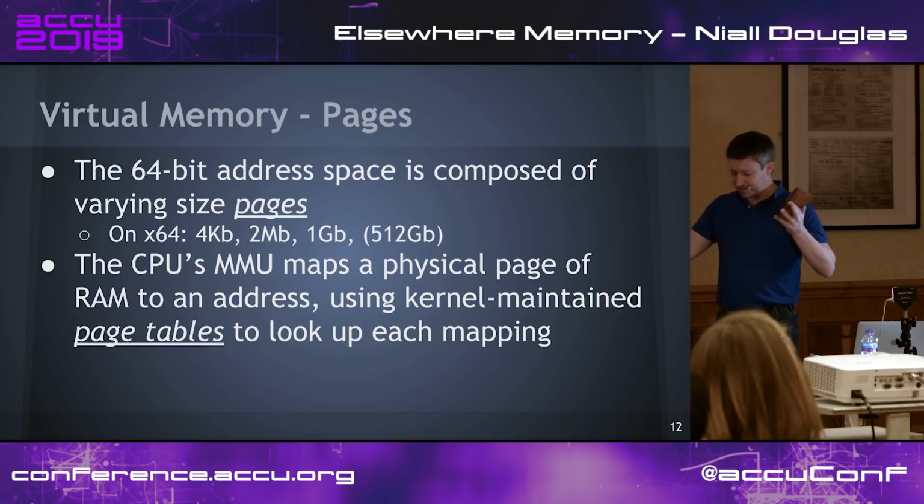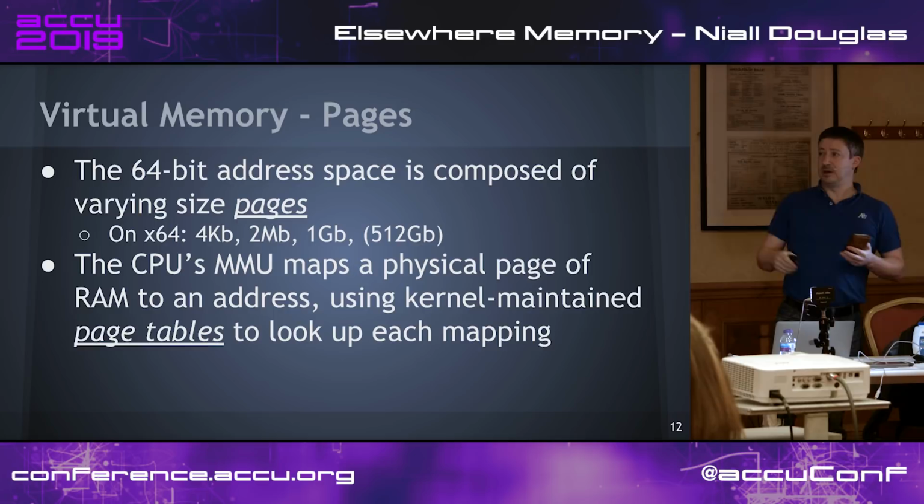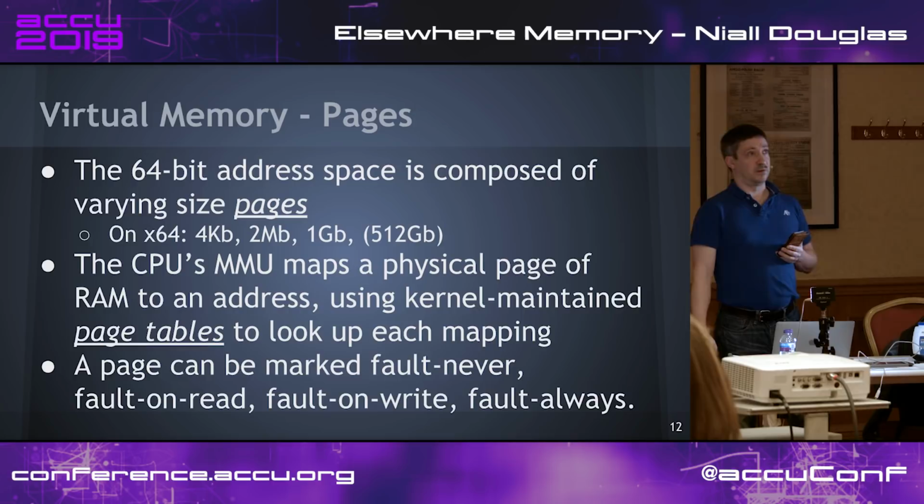So when you run into a page that is currently not in the TLB, the CPU will go off, wander down these pages that have been set up by the kernel, and figure out what the physical page is that maps. If it then tries to access it and finds there's no actual memory there, the kernel will intercede and fetch a page and put it there for you. You can mark pages at the hardware level as never fault, fault on read, fault on write, don't fault, things like that. It's basically kept in a set of bits.